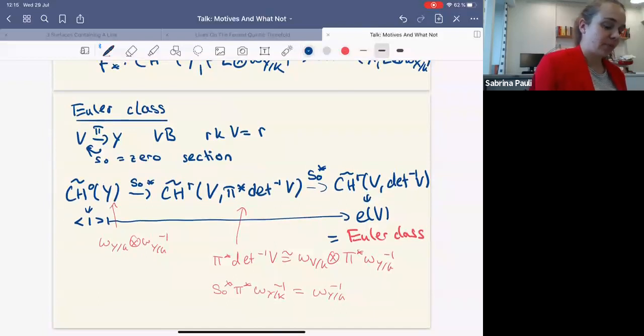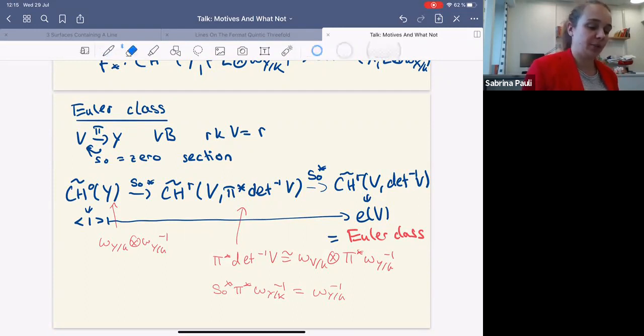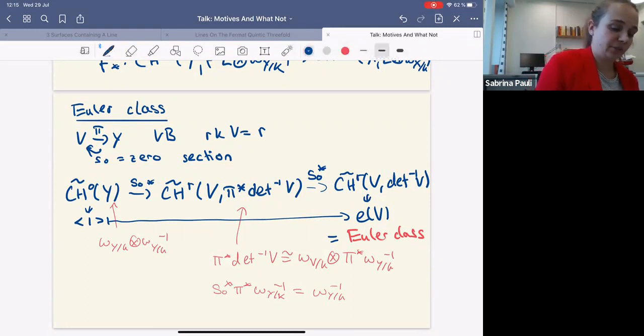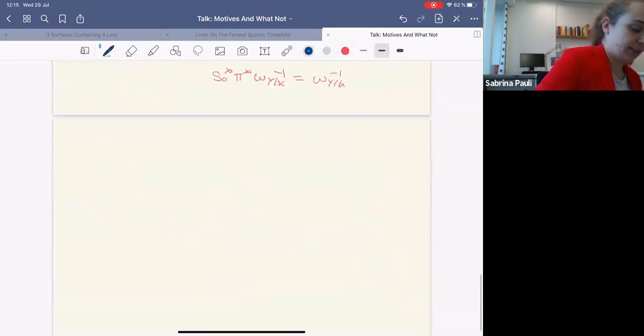Okay. And in very nice situations, I can take the degree of this Euler class and I get a quadratic form, not the twisted one, but just the quadratic form, and this I call the Euler number. So let me elaborate on this.